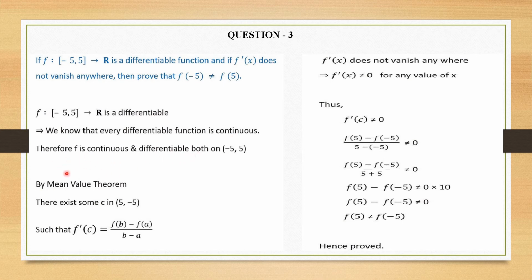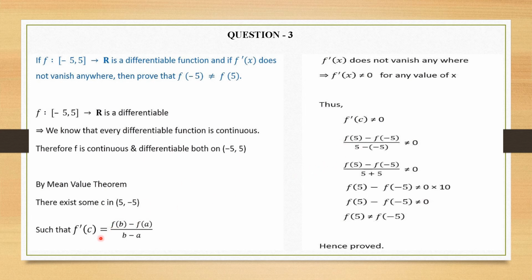So by the mean value theorem, there exists some c, as we know that Lagrange's theorem is not applicable, as at the endpoints the function is not having equal value. So by the mean value theorem, there exists some c in the open interval minus 5, 5, which gives f dash c equal to f of b minus f of a upon b minus a. And because f dash x does not vanish anywhere, the value of the derivative is not equal to 0. Therefore, f dash c is not equal to 0. This condition is there.